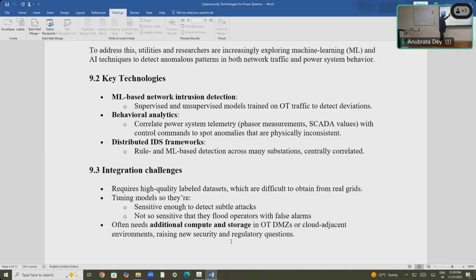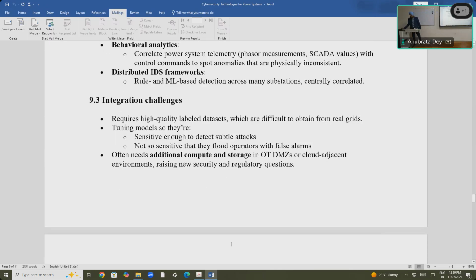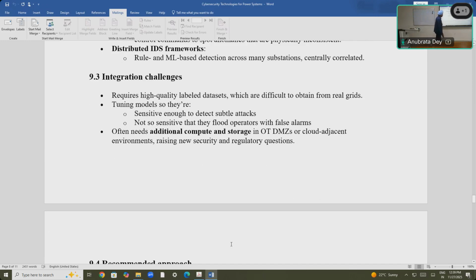So machine learning based network intrusion detection, you could do that. And then behavior analytics. You looked at the phasor measurements and how you could use that information to see if it is normal or not normal. Things like that. And then you could have a distributed framework. You could have multiple IDS, intrusion detection systems, and correlate that information together. It's much more complex technology. And tuning models, you have to have that. It will require additional computing power. So that's again more at the research stage.